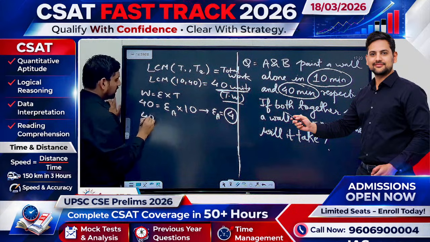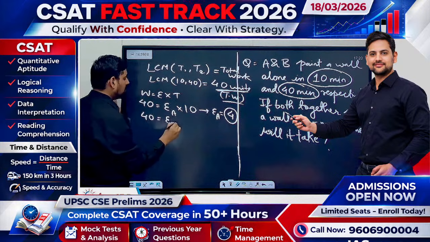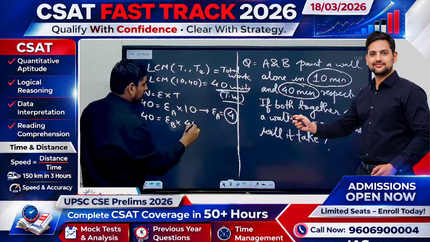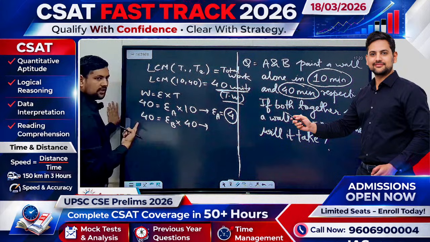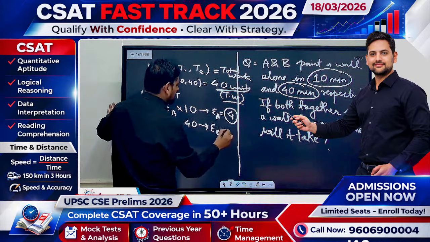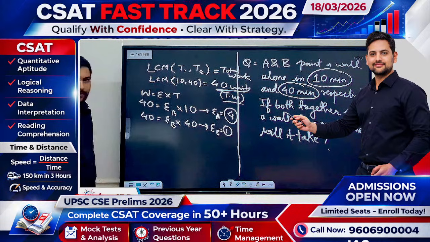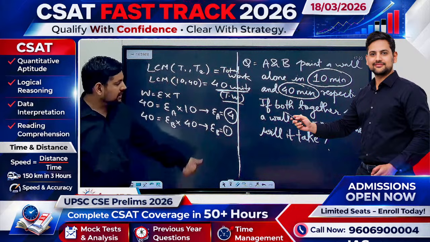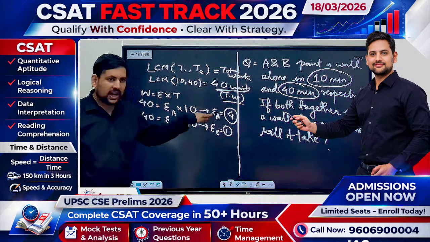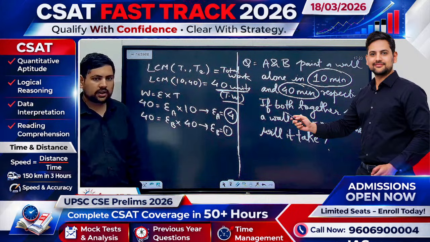Similarly, total work is same. Now I'm trying to find out efficiency of B. So now time taken by B is actually 40 minutes. So efficiency of B came out to be 40 by 40, that is 1. Now this is a much better quantity because it is clearly telling you that A is 4 times as efficient as B.